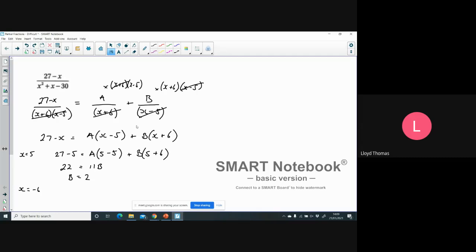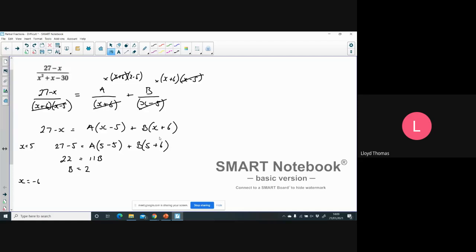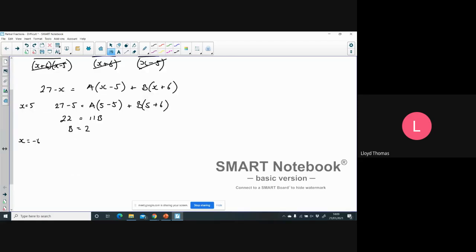Okay, so what I'm going to do is plug minus 6 in now, and I'll end up with, on the left-hand side, 27 minus minus 6 equals A times minus 6 take away 5. But this is gone because that becomes 0, so there's no need for a B term. We end up with 33 equals minus 11A, and A equals minus 3. So we have our A's and B's now.